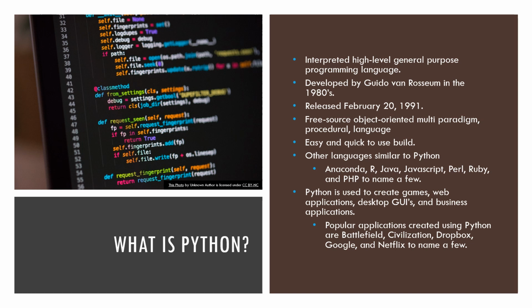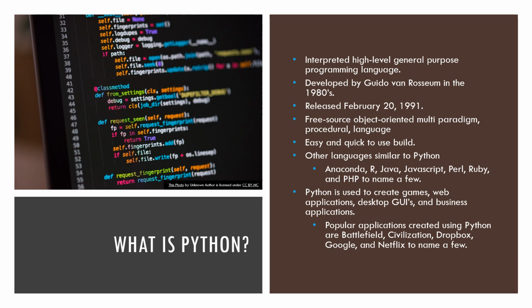So, what exactly is Python? If you watch my Java tutorial series, you'll kind of understand Python a bit. It's a programming language that was developed in the 1980s by Guido van Rossum and was released as an open source programming language February 20th of 1991. Python is an object-oriented procedural language that is quick and easy to build with. Some languages that inspired the creation of Python are ABC, C, and C++.